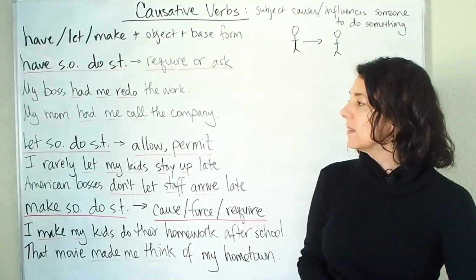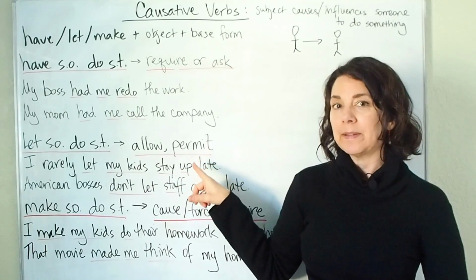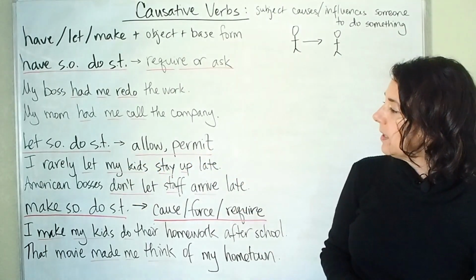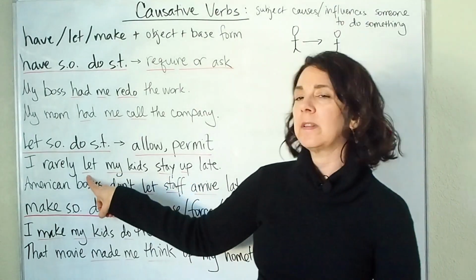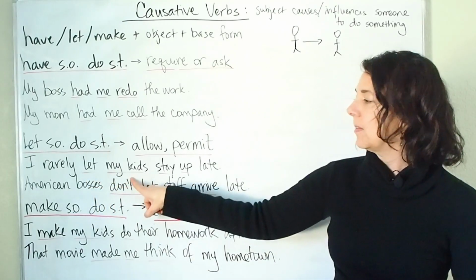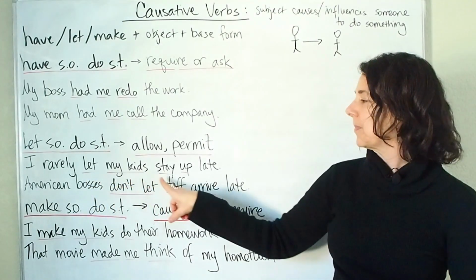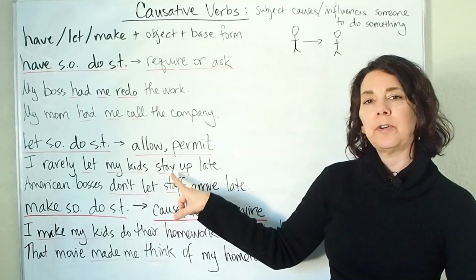Okay, the next one is let someone do something, and that is to allow or to permit. For example, I rarely let my kids stay up late. So here I'm using the simple present to talk about what's generally true. Then my kids is the object, and stay up is the base form of the verb that they do.